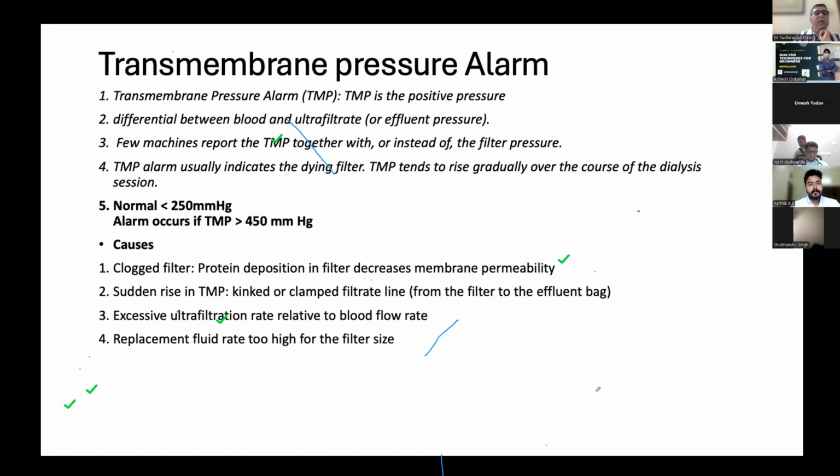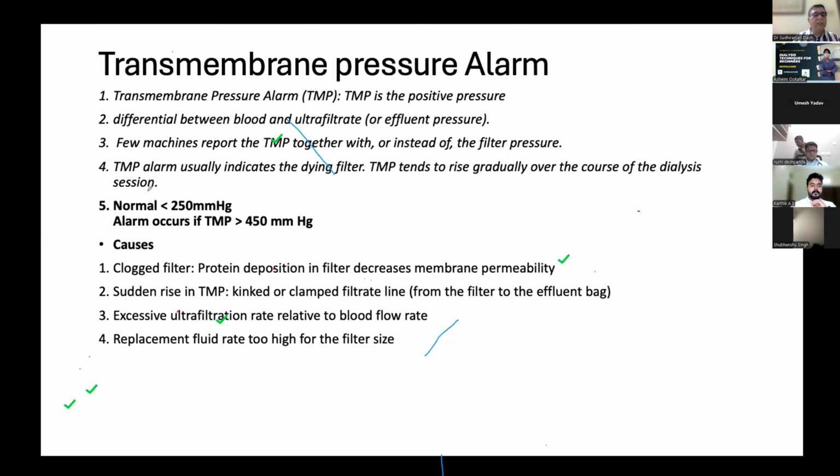So the transmembrane pressure alarm is a positive pressure alarm, and it is the difference between blood and the ultrafiltrate. The TMP alarm usually normally is less than 250 millimeters of mercury. If it goes above 450, then the TMP alarm starts happening at that point of time.